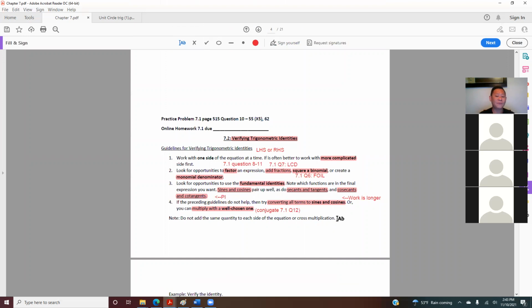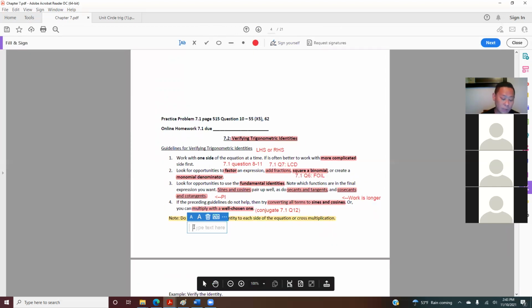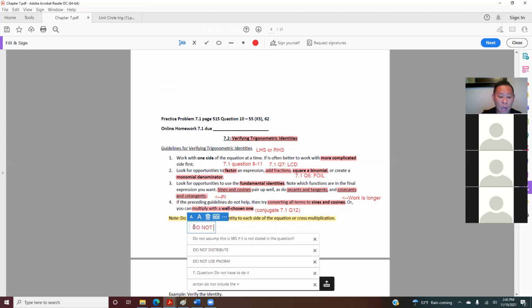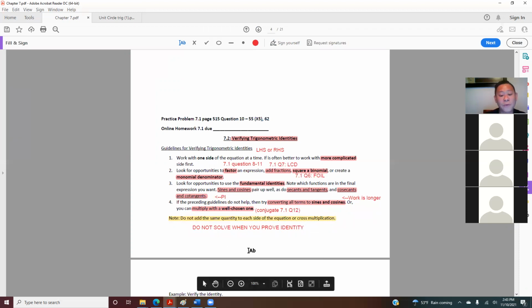There is something that is very important, class. I want you guys to pay attention here. This is the one that I am going to really point out to you. Do not solve. Do not solve it. The note here says, do not solve when you prove an identity. What is the meaning when I say do not solve when you prove an identity?